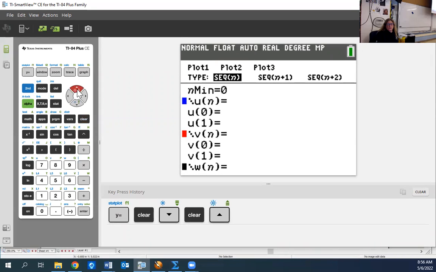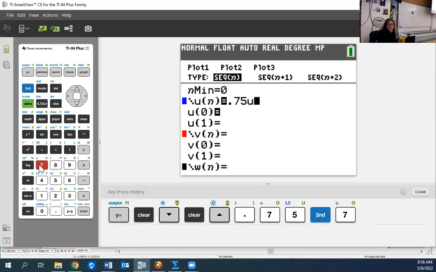Okay, so let's enter in 0.75, the first equation we wrote. We're going to do 0.75, and then the u is right above the 7 here. Everyone see the little blue u? I'm going to say second function u, and then I'm going to do parentheses. It doesn't do a subscript, so I'm just going to do parentheses. And now when I push the X button, it says n because it's in sequence mode.